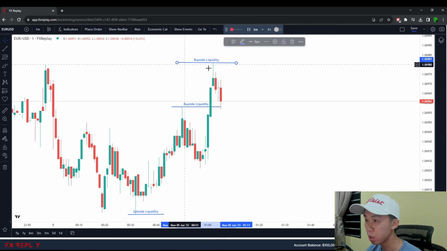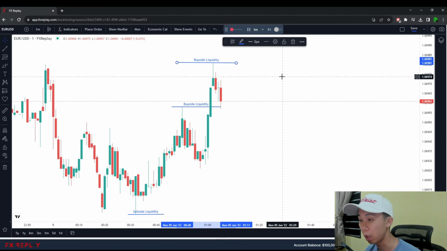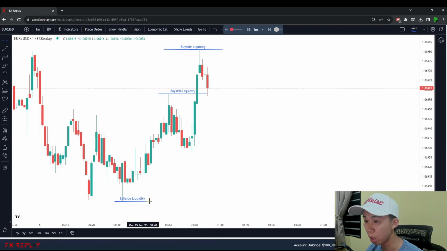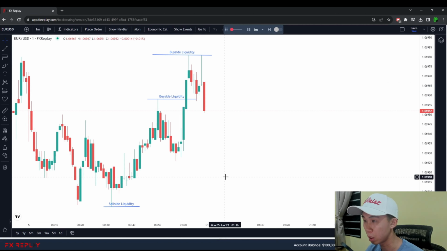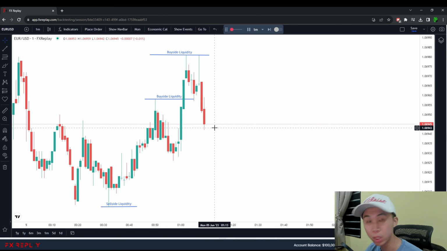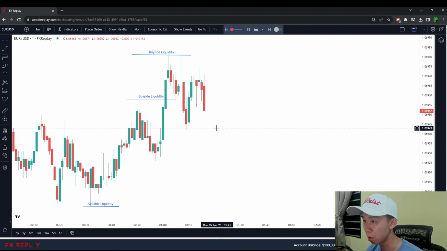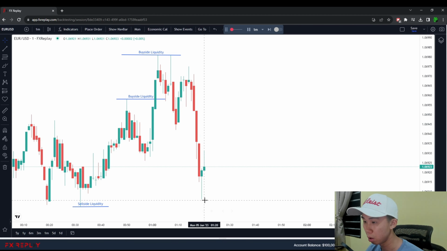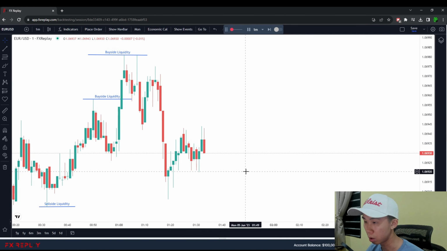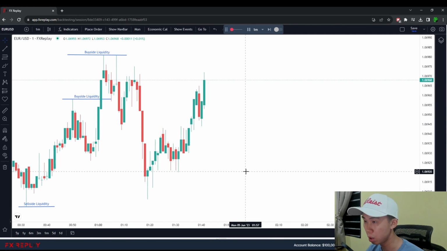So like I always tell my students, liquidity is like a magnet. It attracts price. So don't be surprised if price decides to come down and tap this sell side liquidity. So let's see. Look, price tapped into that buy side liquidity and reversed back down. So let's continue to see what happens. Almost tapped this one. So let's continue and wait to see.